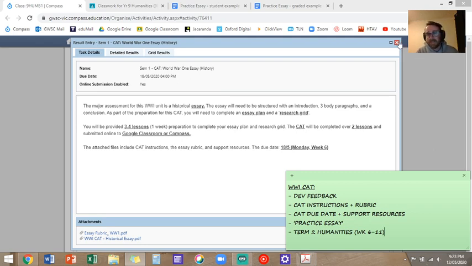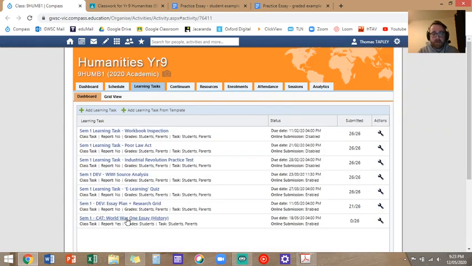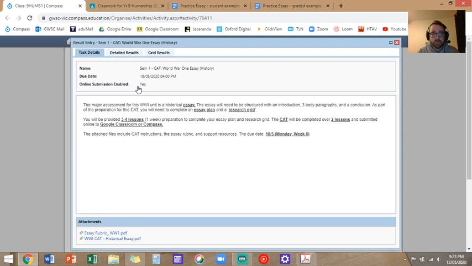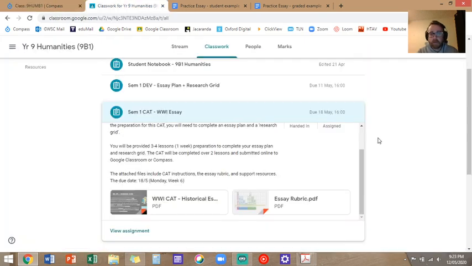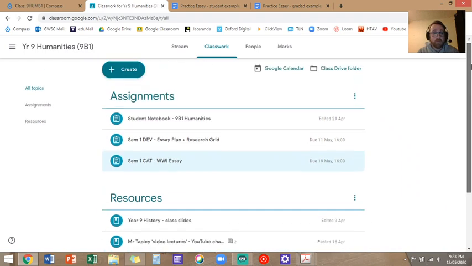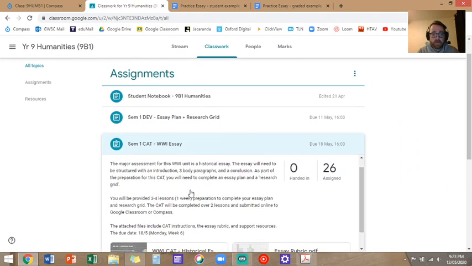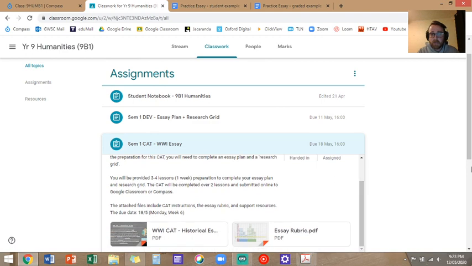So the details for your CAT, by the way, are in both Compass. So you can see I've gone to test details. And they are in Google Classroom. So this is in Google Classroom for 9B1. 9B3, you've got the same thing. Semester 1 CAT. You can see I've got the explanation there, and then the support resources there.